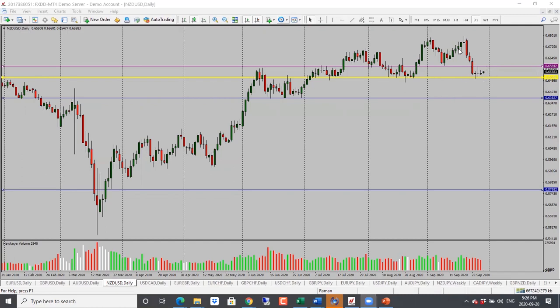But right now, basically for this one, neutral bias, and as long as it holds below this 0.66 support resistance level here, I would be looking for a move to the downside. But if we get a bullish candle close here, then essentially we're looking for a move back towards that. So for now, neutral here.